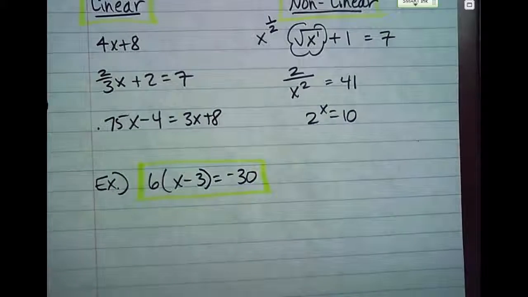If you were going to solve that, what would you do first? Distribute. Excellent. So distribute and solve for x. How many different answers do you think are going to work? Usually 1. There's a couple of exceptions, and we'll go over those.